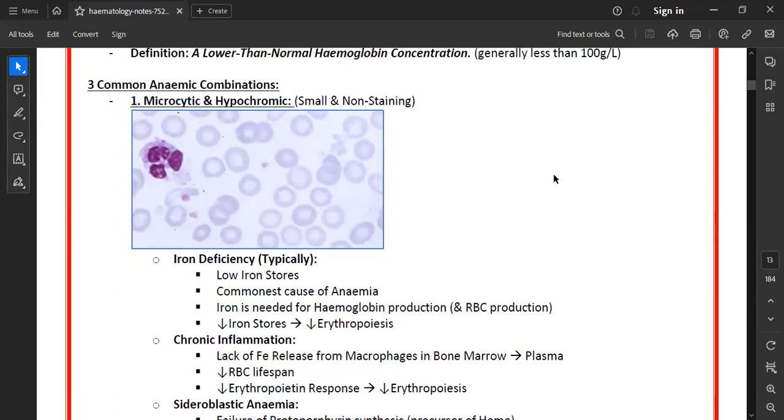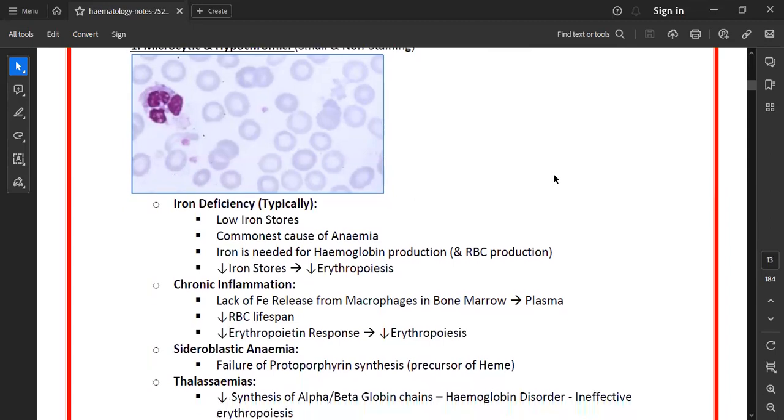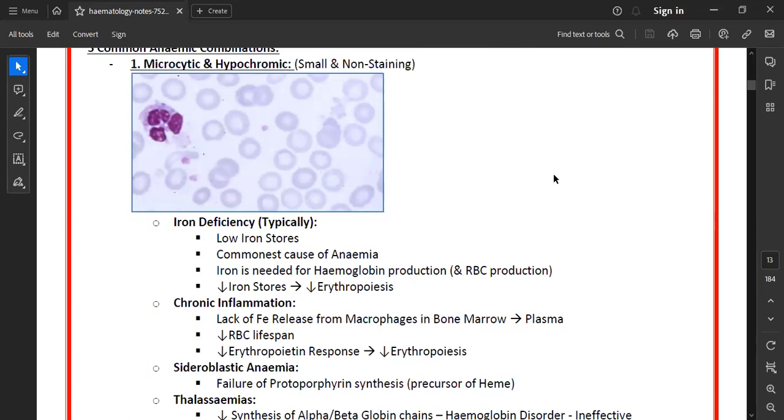So these are the major indicators of iron deficiency or iron deficiency anemia. As we saw in the previous pages, iron is very important during the formation of hemoglobin. So reduction in iron can cause this type of anemia.